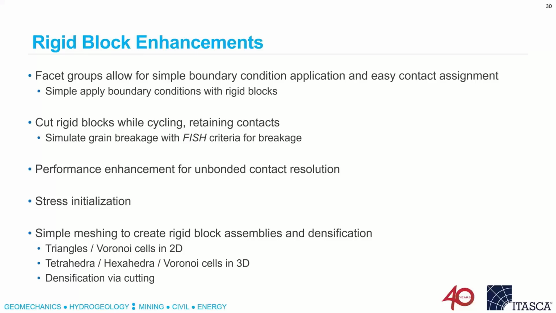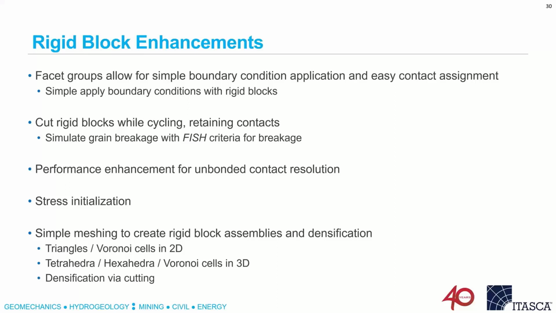Also, you can cut rigid blocks while cycling and retain the contacts. This is kind of a big deal. So this can simulate grain breakage with some sort of fish criteria, and I'll show an example of that in a moment. There have been performance enhancements for unbonded contact resolution between rigid blocks, so it goes faster than in PFC6 by about, depending on the model geometry, 10 to 20%, so not huge, but still an enhancement.